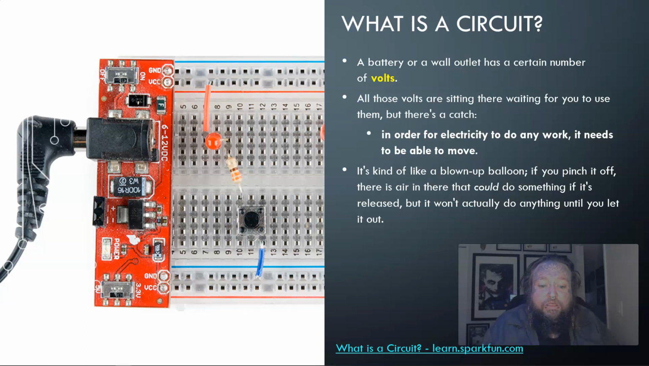So a battery or a wall outlet has a certain number of volts. So we know the pressure you're actually dealing with. All these volts are sitting there waiting for us to use them. But there's a catch. In order for electricity to do any work, it needs to be able to move. It may sit there in the battery, but until something connects with it that allows for that flow, nothing is going to actually happen.